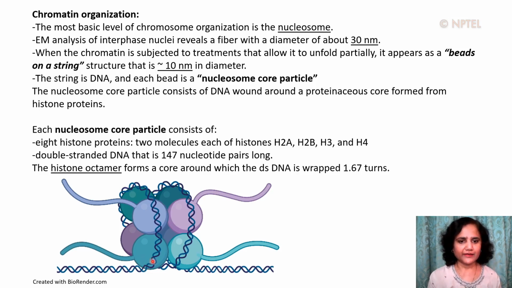Now, double-stranded DNA that is 147 nucleotide pairs long is part of this core nucleosome. This histone octamer forms a core around which the double-stranded DNA is wrapped around 1.67 turns. So it's wrapped not exactly 2 but a little less than 2 turns. 1.67 is the calculated number of turns based on the length of 147 base pairs.